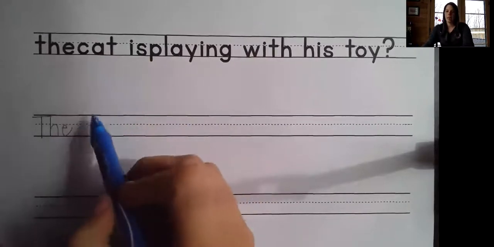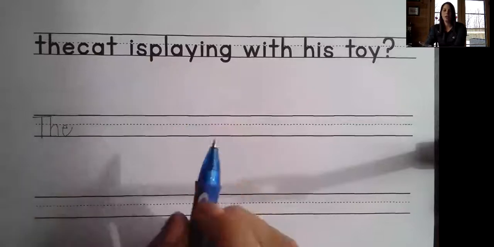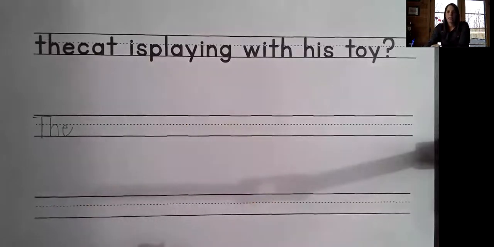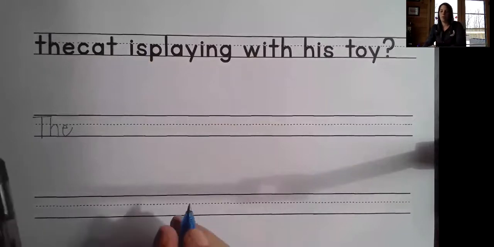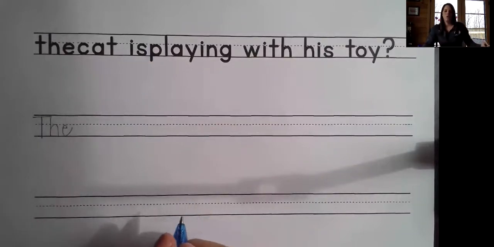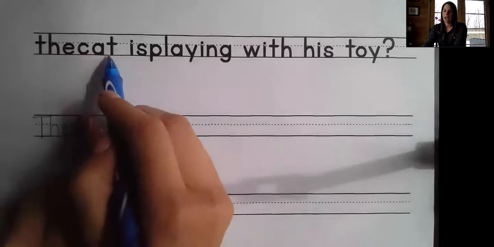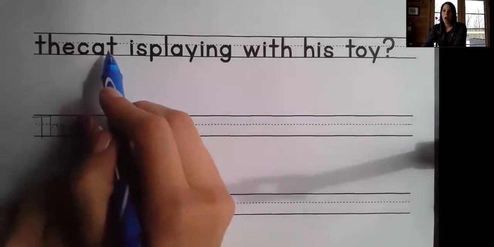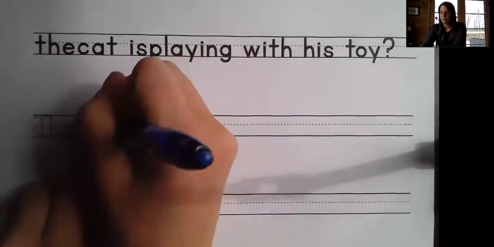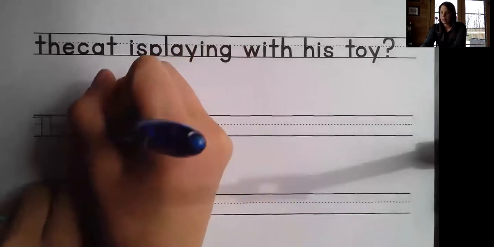Next is the word cat, but I need to make sure I have a space so I can use my finger. Sometimes in class we use our spacemen, or you can use another pen or pencil to have a space. You can use the tip of an eraser to help you with your space. I'm going to use my finger, and then the next word is the word cat. Now the word cat should be all lowercase because it's in the middle of my sentence and it's not somebody's name.